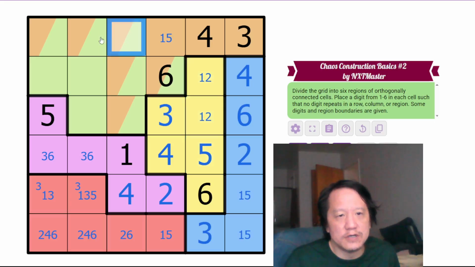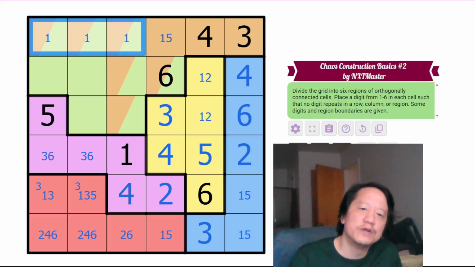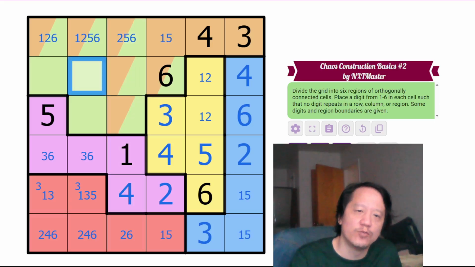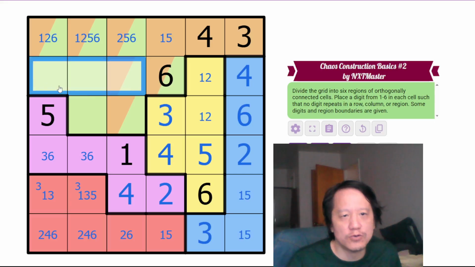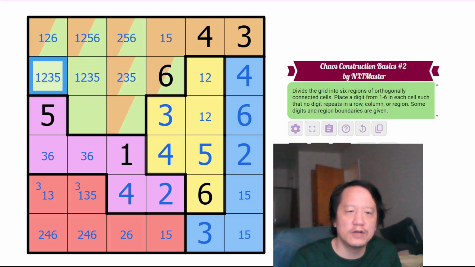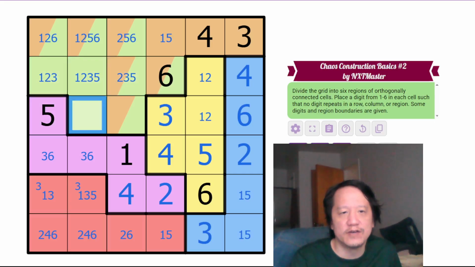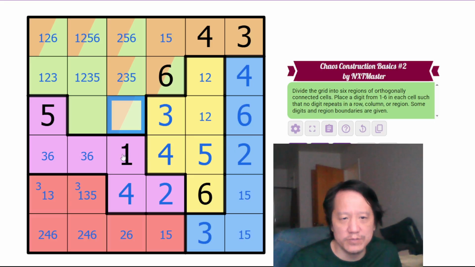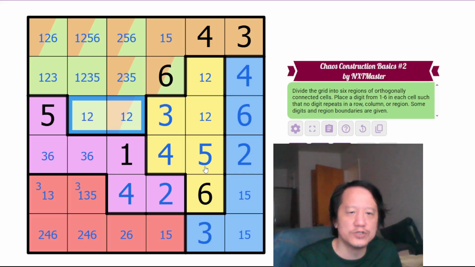Remaining digits of row 1. We have 1, 2, 5, and 6. No 5 here, no 1 here because of 5 and 1 in the respective columns. Row 2, we have 1, 2, 3, and 5. No 1 here, no 5 here because of 1 and 5 in the columns. And the remaining digits then are 1, 2, and 4.